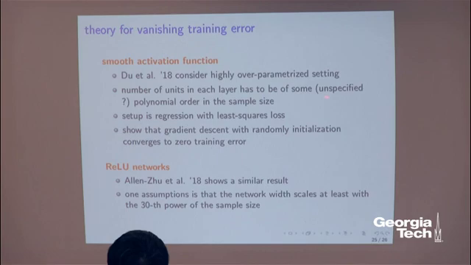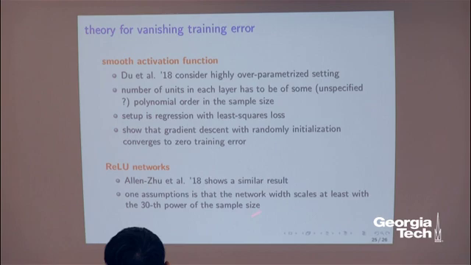And what they also have to assume is a smooth activation function, okay? So it's infinitely often differentiable. And then they consider least squares loss. And then they can show that with a certain random initialization, gradient descent will converge. They can prove that this will converge to training error zero.